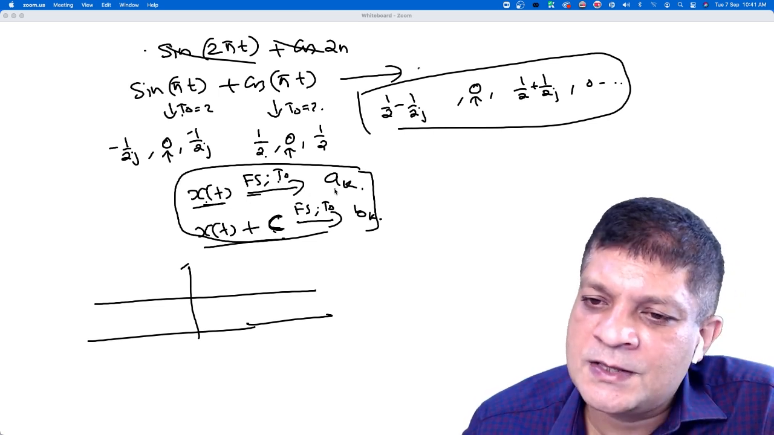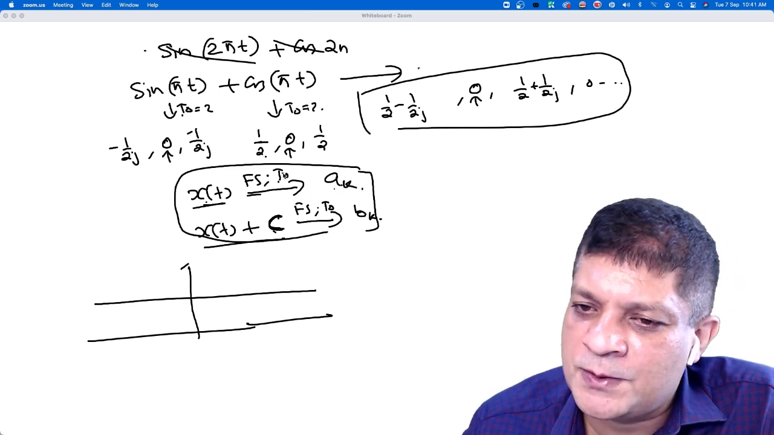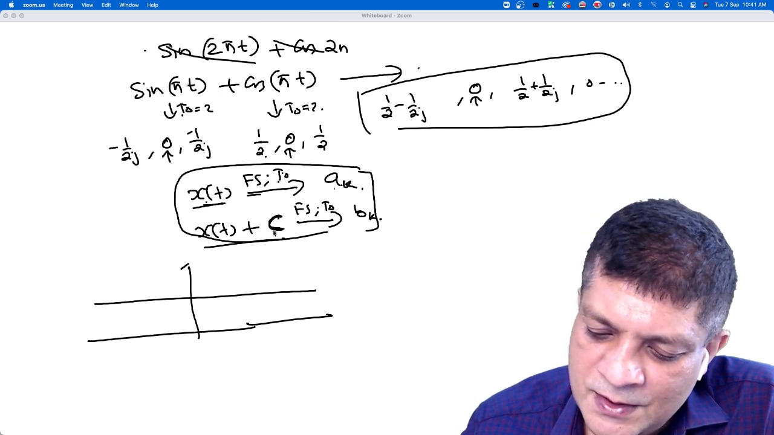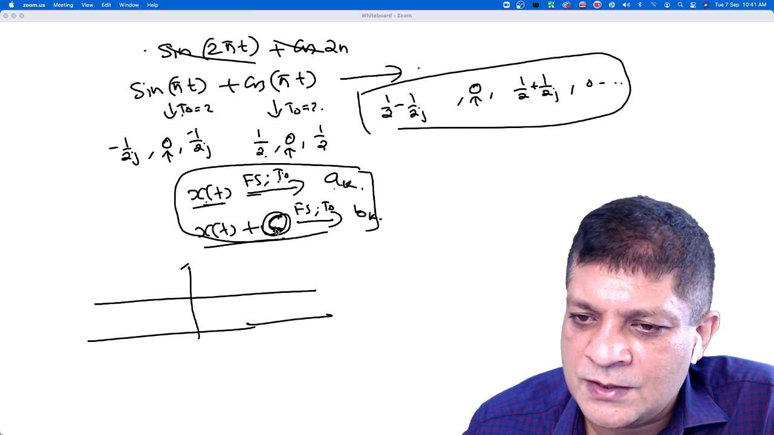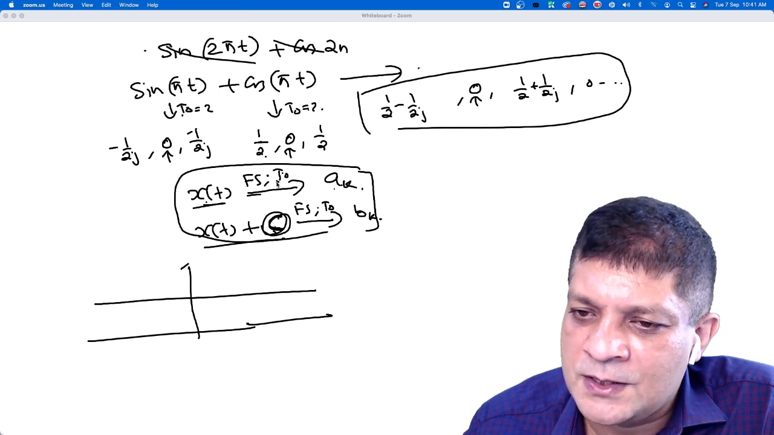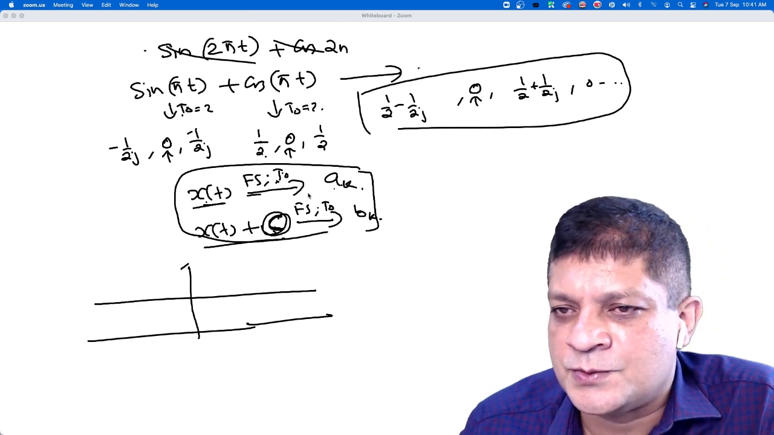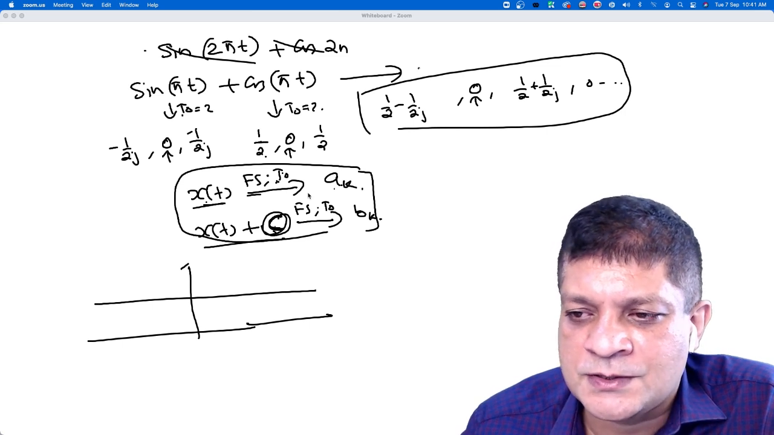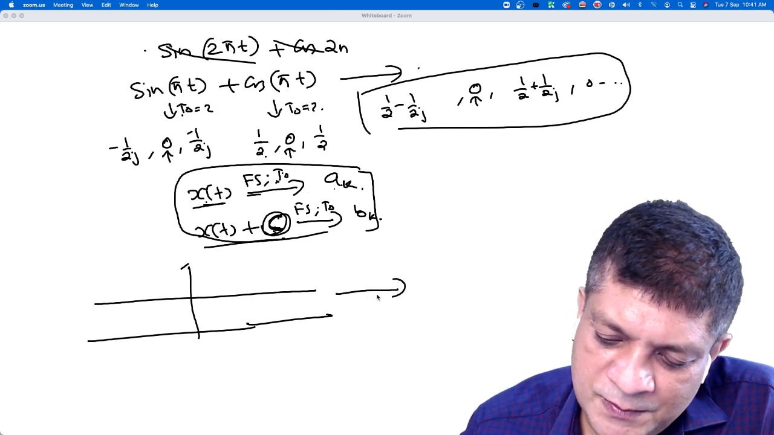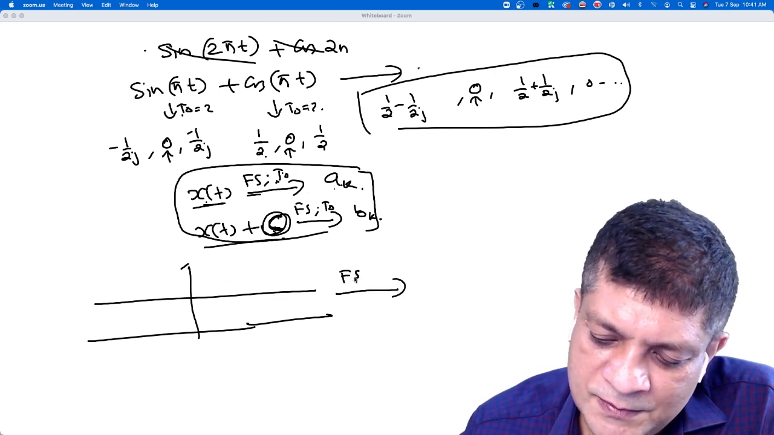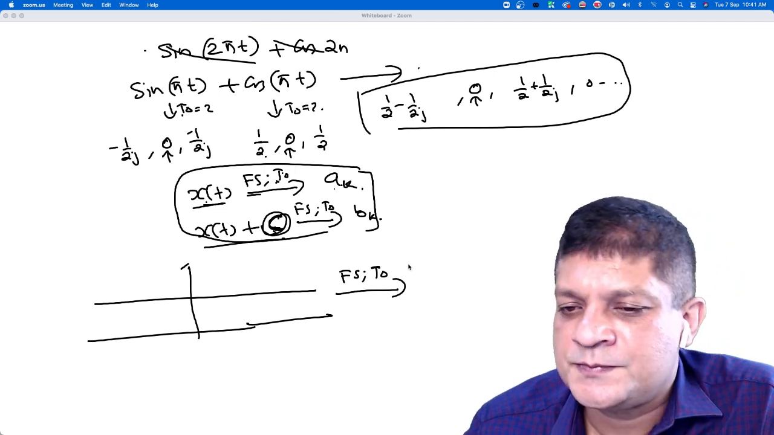Let's say a_k are the Fourier series coefficients with respect to that period T naught. And if we can find the Fourier series representation of this constant with respect to this same period, we can directly add those two using the linearity property, isn't it? Now tell me, what is the Fourier series coefficient representation of this signal with respect to T naught?